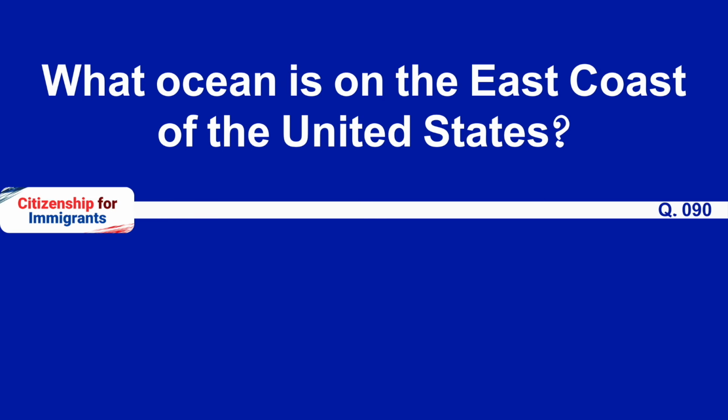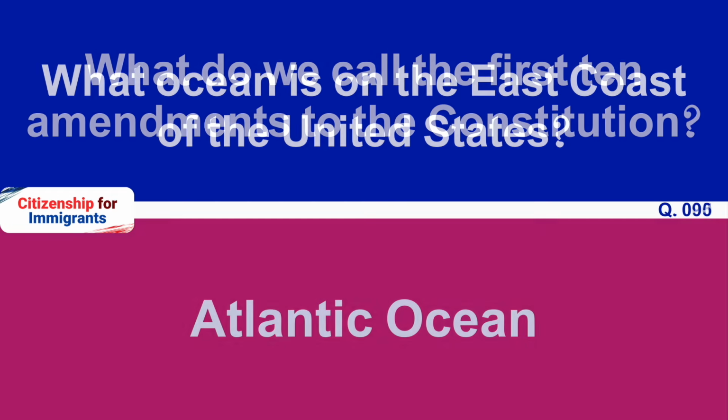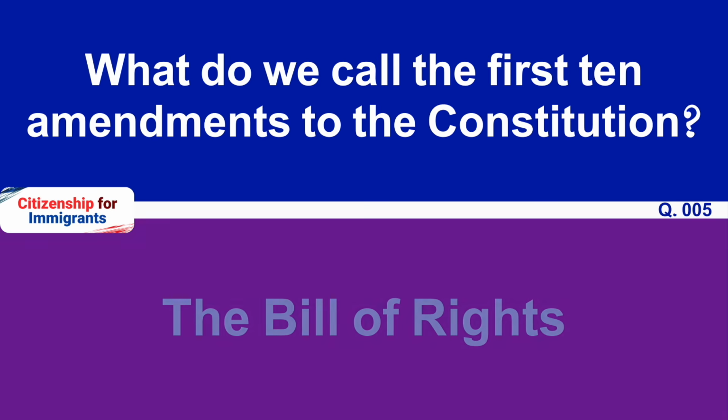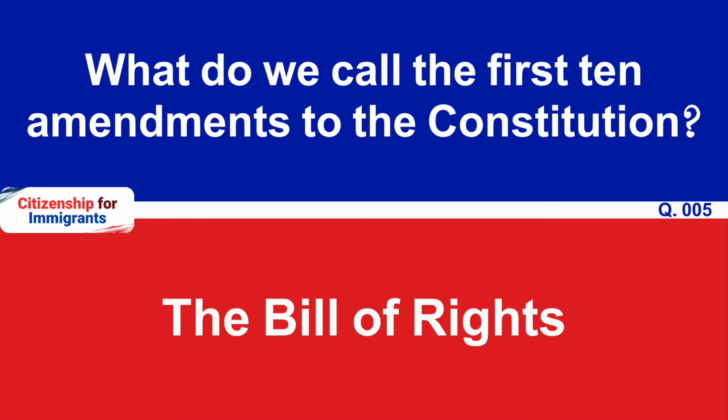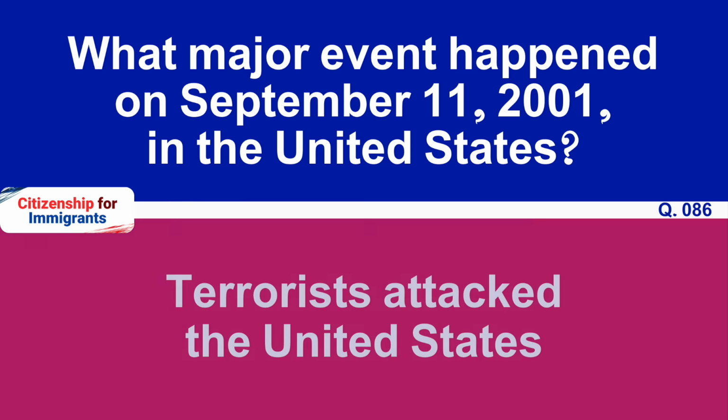What ocean is on the east coast of the United States? Atlantic Ocean. What do we call the first 10 amendments to the Constitution? The Bill of Rights. What major event happened on September 11, 2001 in the United States? Terrorists attacked the United States.